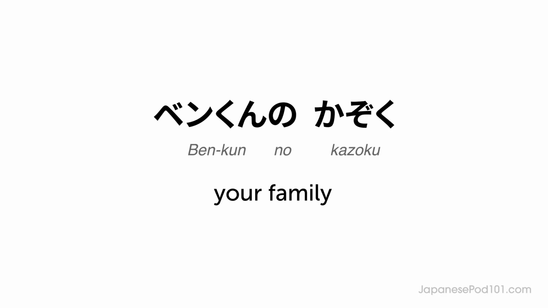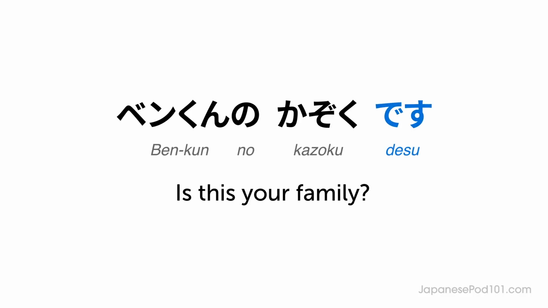In Japanese, it's more common and polite to address a person by their name and polite suffix rather than directly with words like your or you. Next is です. In this case, it's like the is in is this your family?